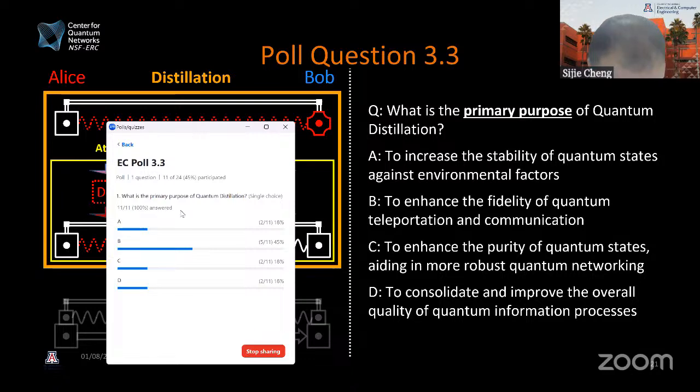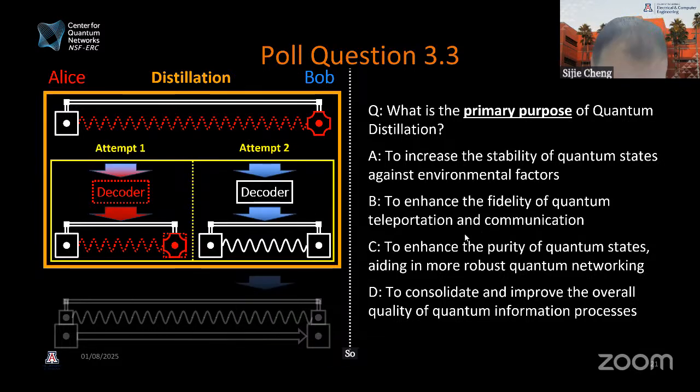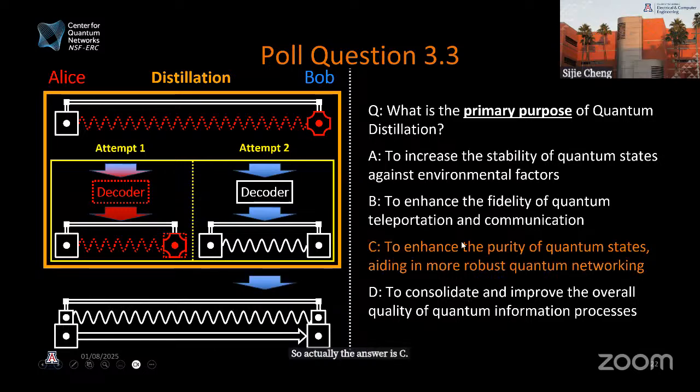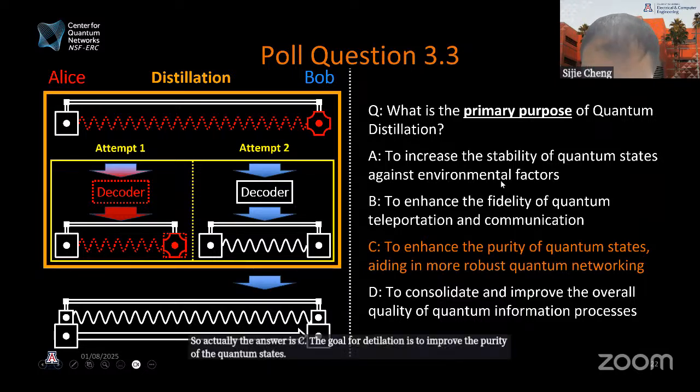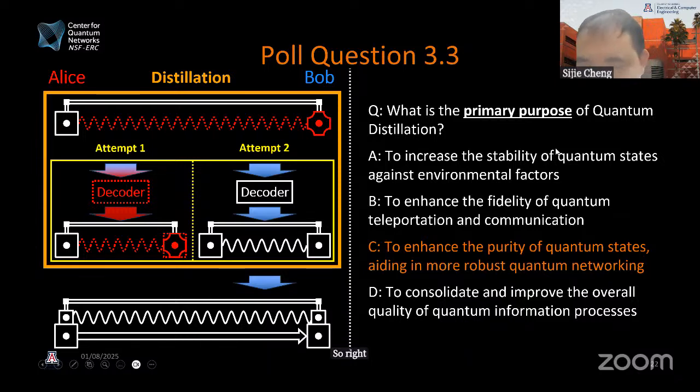Okay. Just a little bit, let me see. Okay. So actually the answer is C. The goal for distillation is to improve the purity of the quantum states. The rest of them are not the primary purpose. It is a purpose, but not the primary one.